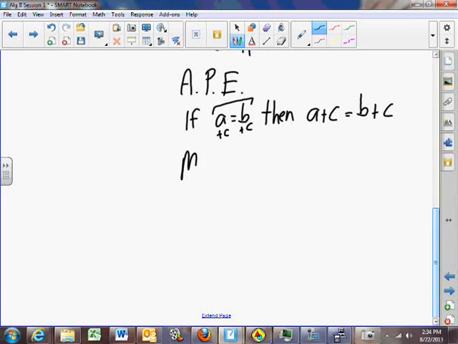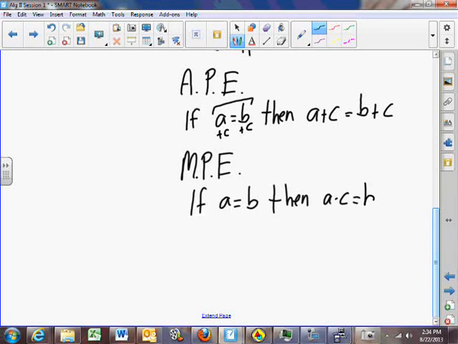The next property of equality that we need to talk about is the multiplicative property of equality, which basically says if A is equal to B, in other words, if you have an equation, then A times C is going to be equal to B times C. Another way of looking at this is we're multiplying both sides of an equation by the same thing. So APE and MPE basically say you may add or multiply both sides of an equation by the same thing.